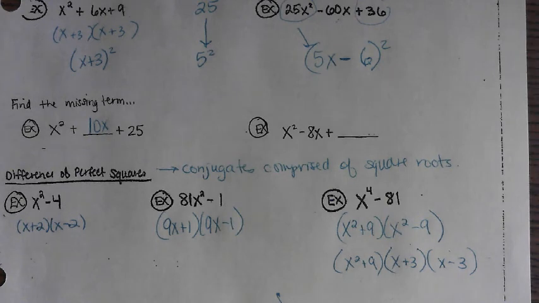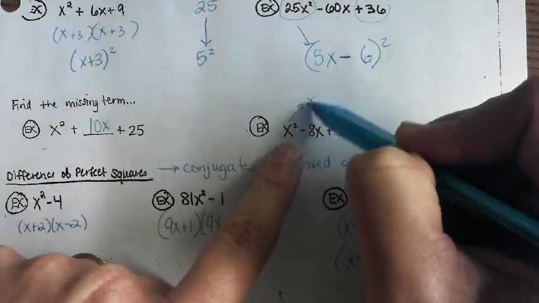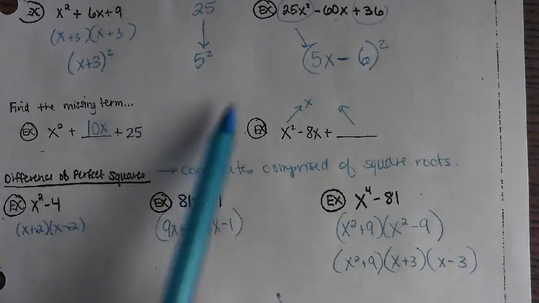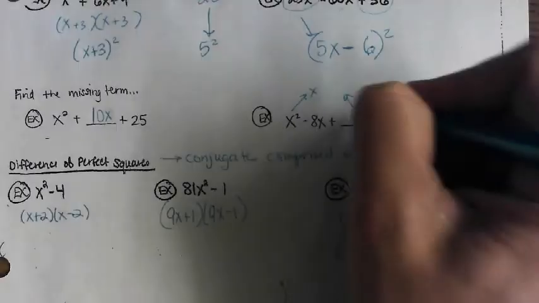You know it has to be a what? A perfect? Has to be a perfect square. And the square root of this one is what? X. And the square root of this one has to be something that when I double it is going to give me -8. 16. Very good.